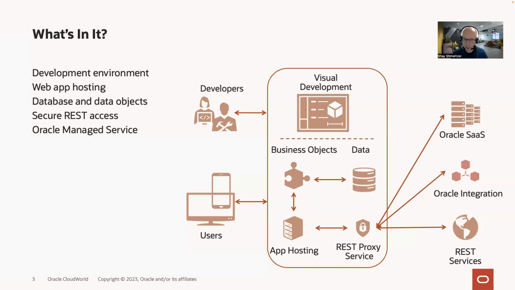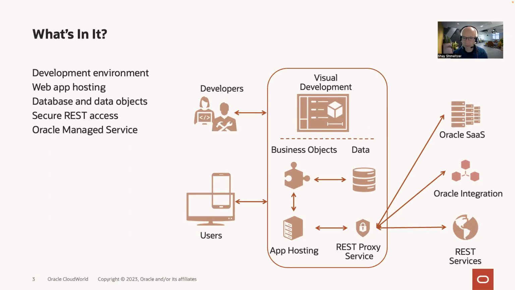By the way, those business objects can be used from your Visual Builder user interface, but they can also be used by other applications outside of Visual Builder, by other systems as well. They expose a public secure REST API that you can use to access the data. And the fourth part that you get inside our server is a REST proxy service, which allows you to securely access REST endpoints across the internet, whether those are part of Oracle Fusion apps, whether they are coming from Oracle Integration Cloud, or whether they are just any random REST service out there.